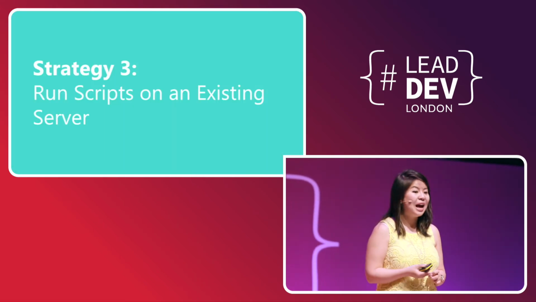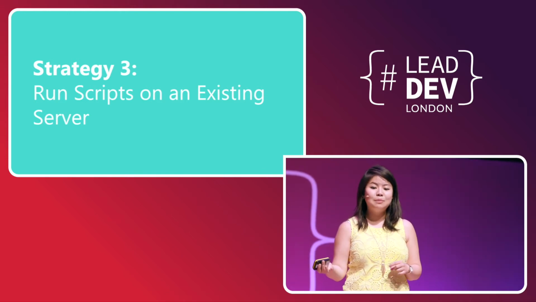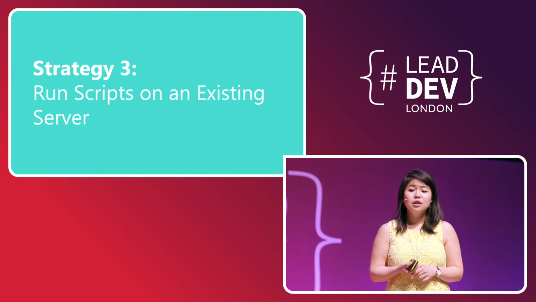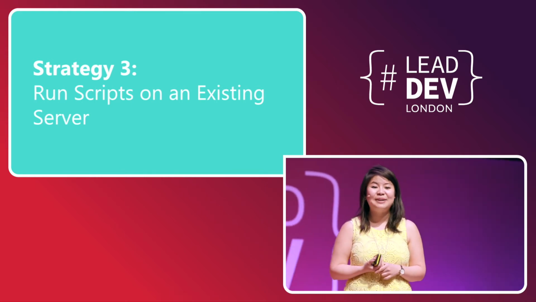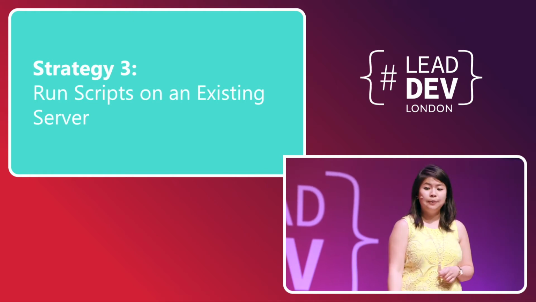Well, conveniently, we have several EC2 instances to do that. After all, that is how our websites stay up and running all the time. So the next strategy we're going to talk about is how to run scripts on an existing server. And here's how this will work.